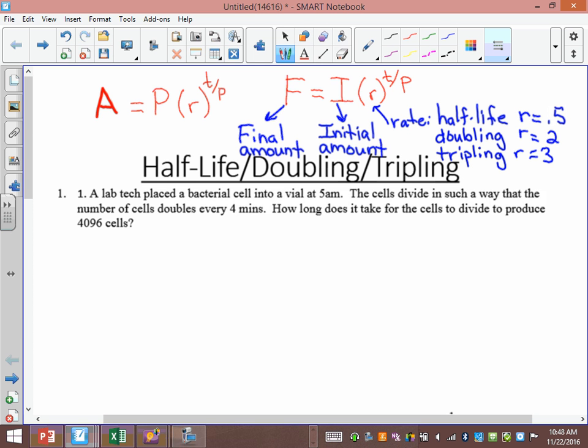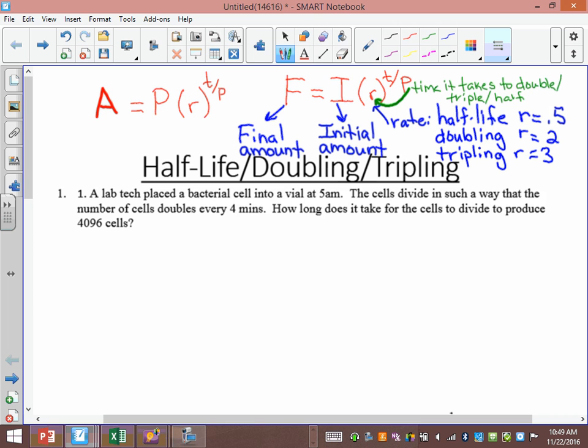Which one technically is closer to the R, the P or the T? If it was written like a fraction, something over something, the P is actually closer, right? If it was written T, straight line P, P is actually closer. The P is the time it takes for that to happen. It's called the period. So it's the time it takes to double, triple, or half.